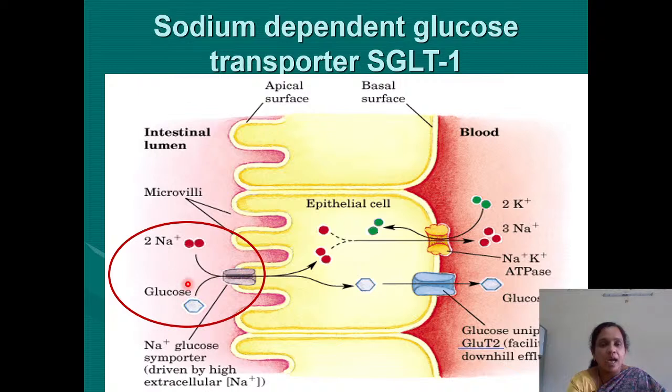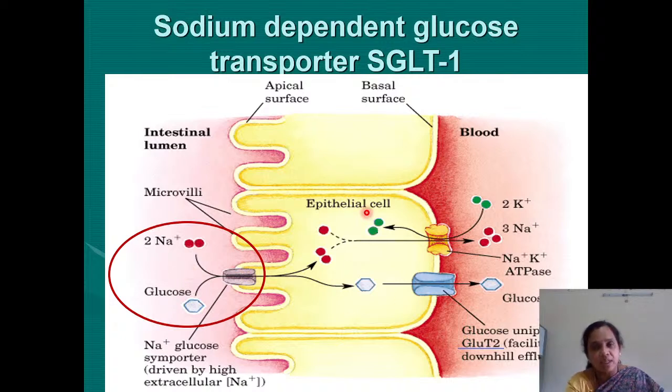For this to happen, you have special receptors called sodium dependent glucose transporters. These are called SGLT, in which entry of one molecule of glucose is associated with entry of two molecules of sodium. So it is a symport of sodium and glucose.